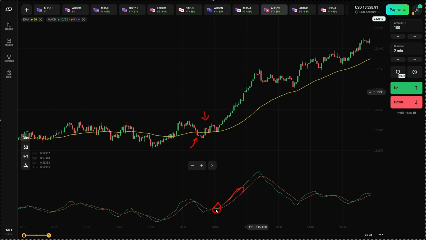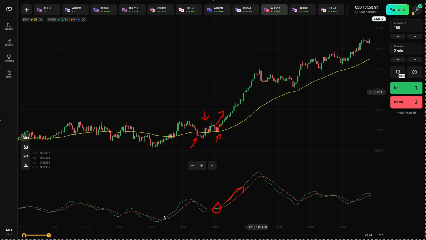So if these two conditions were met at this point, we should have entered an upward trade, a 2-minute trade, which means we need 4 candles. This is the first candle, this is the second candle, this is the third candle, and this is the fourth candle. So if we had entered here, we would have won right away. This trade is really very simple.